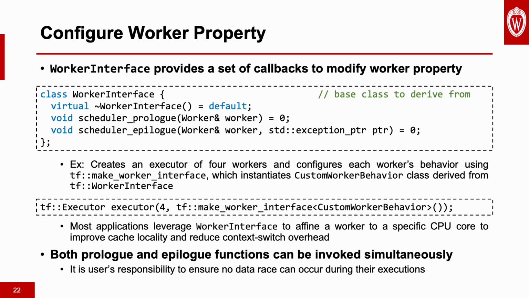Most applications leverage worker interface to assign a worker to a specific CPU core so they can improve cache locality and reduce context switch overhead. Keep in mind, both prolog and epilogue functions can be invoked simultaneously. It is your responsibility to ensure no data race can happen during their executions.